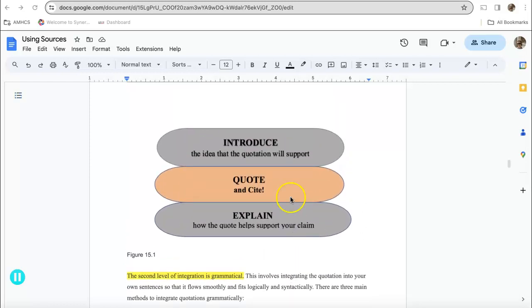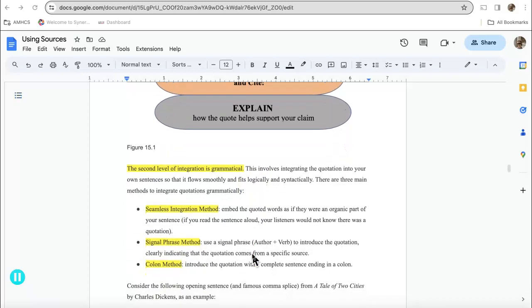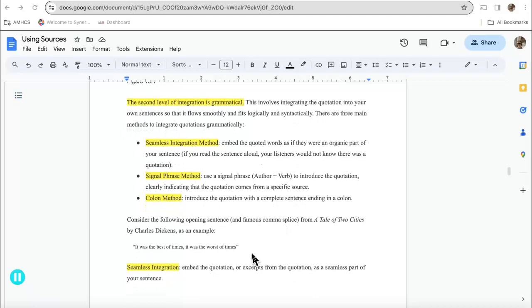So once you have made sure that you're introducing, this is your own sentence or long phrase, you have your quote, and you've explained, now it's time to talk about the grammatical level of integration. And here's where, quite frankly, many of you, especially in the Flex program, have some work to do. This is something you need to improve on. The second level of integration is grammatical. There are 3 main methods to integrate quotations grammatically.